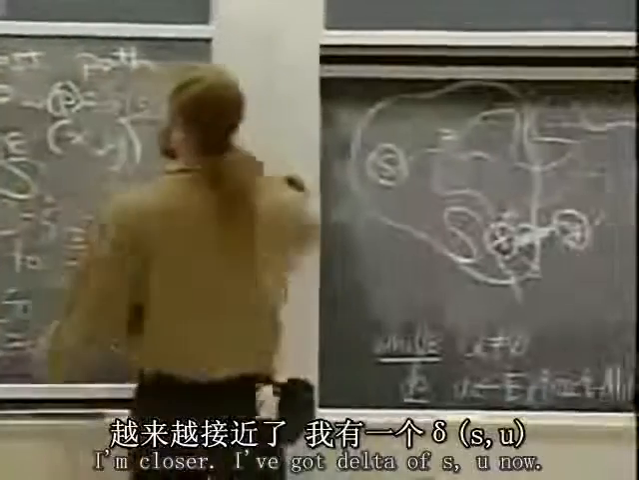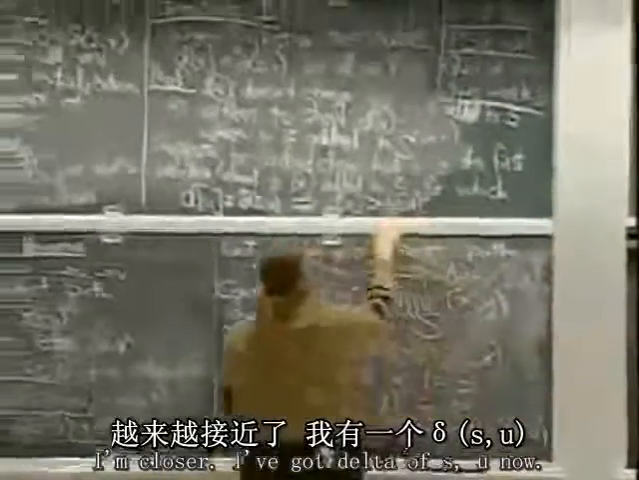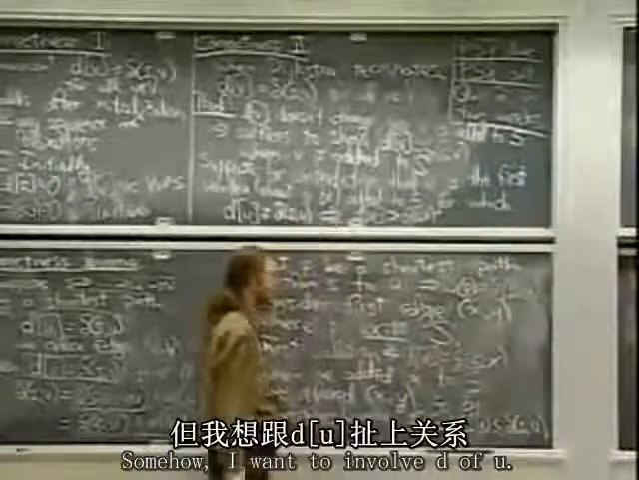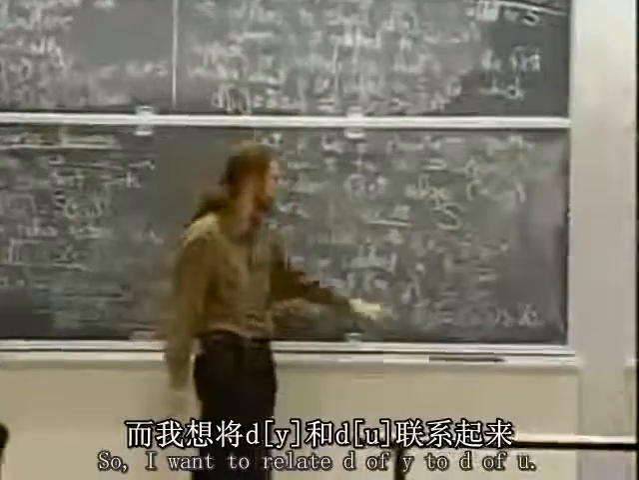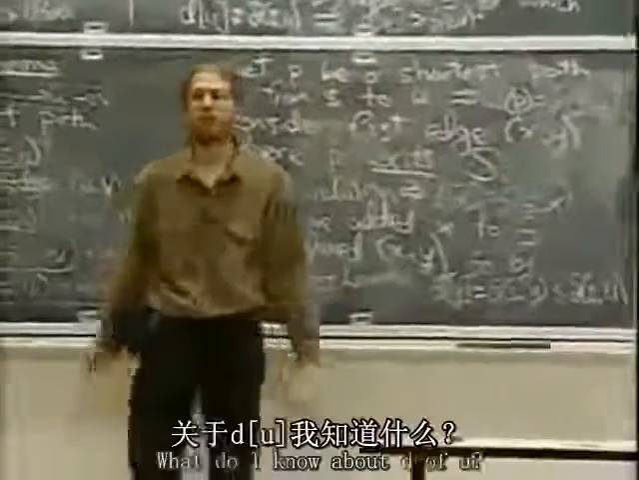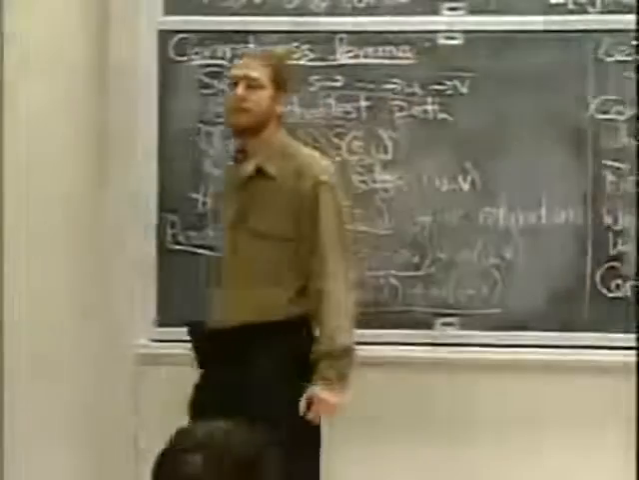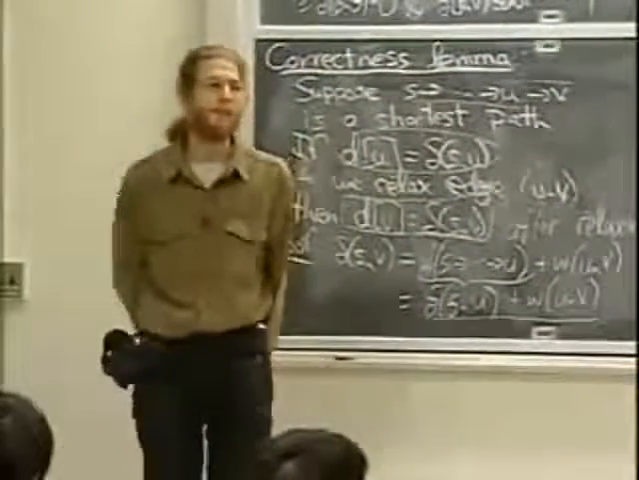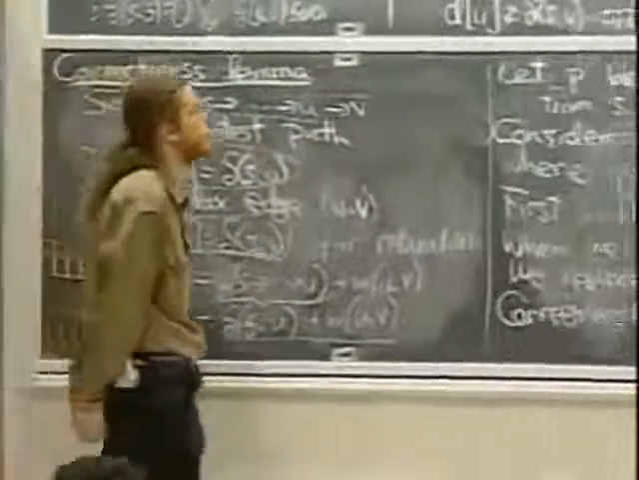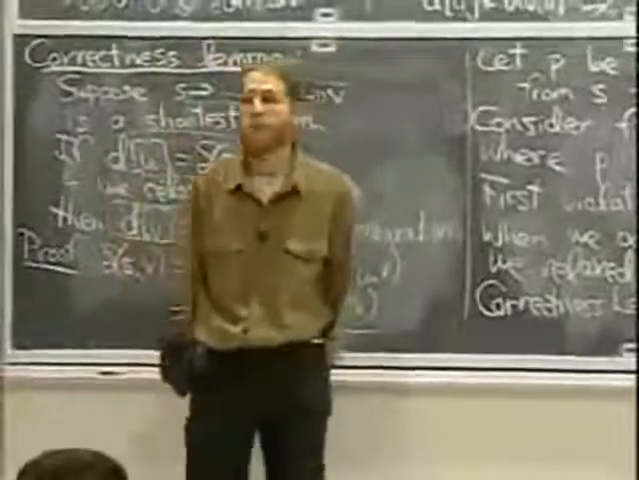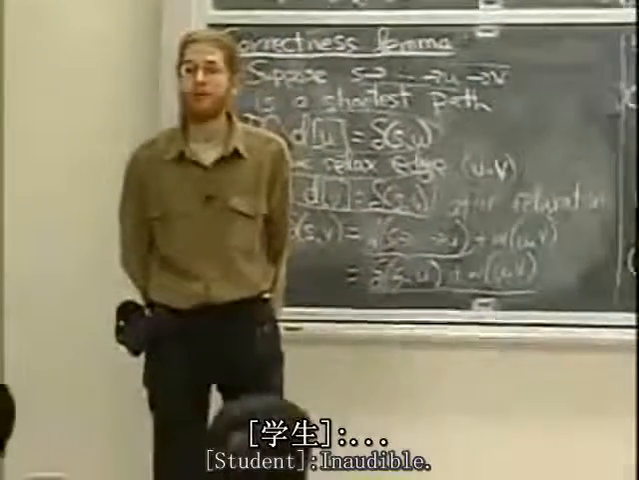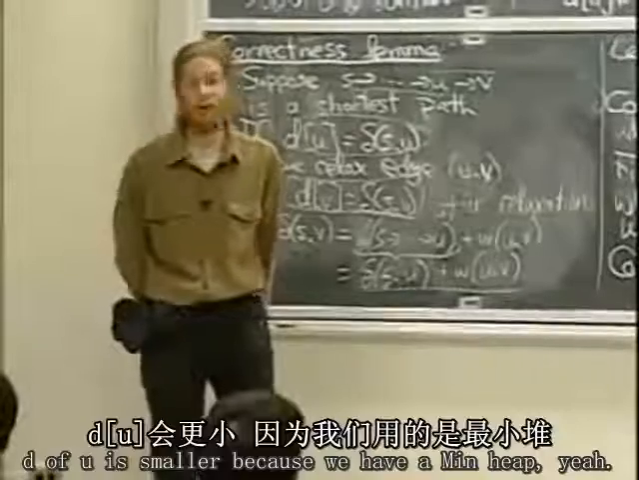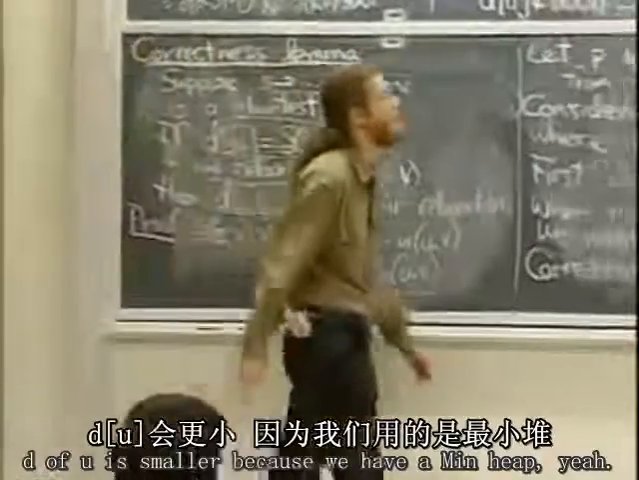Well, now okay, I'm closer. I've got delta of s comma u now. Somehow I want to involve d of u. So I want to relate d of y to d of u. What do I know about d of u? Yeah? It's smaller because we have a min heap. Yeah. We always chose u.